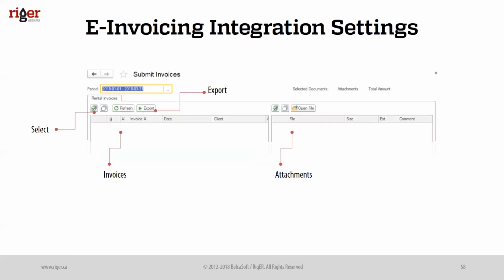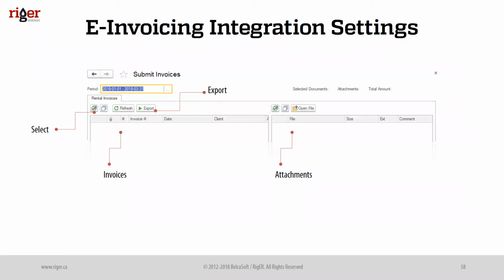In terms of daily e-invoicing integration, it works pretty much the same as we do export to QuickBooks. However, it will be a list of invoices which were not submitted to OpenInvoice or Cortex, and you will see them in a list.